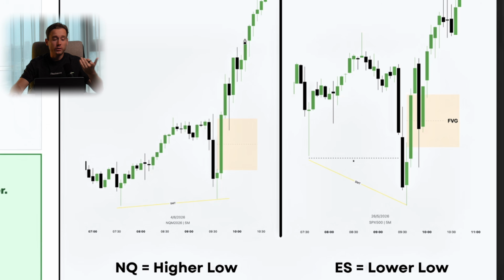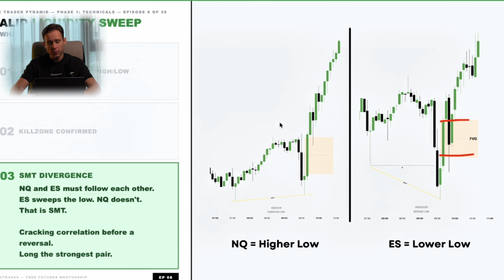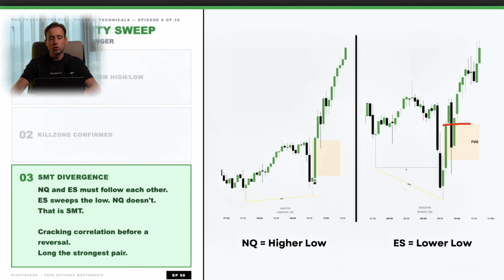And I still took that trade for one simple reason, because we have an SMT. ES made the liquidity sweep. It made the lower low and then did the same structure. And the goal, when you trade SMTs like this, is to long the strongest pair. And the strongest pair is the one that did not even go lower here. It was so strong that it refused to make a lower low. Long that one. Vice versa for short.